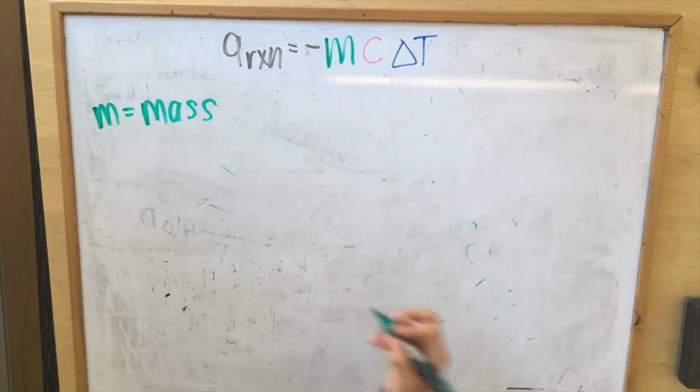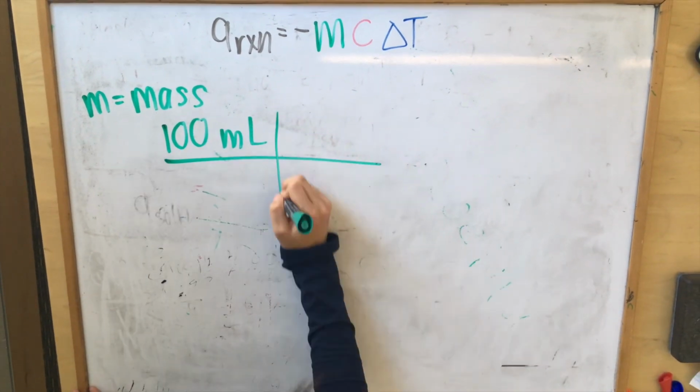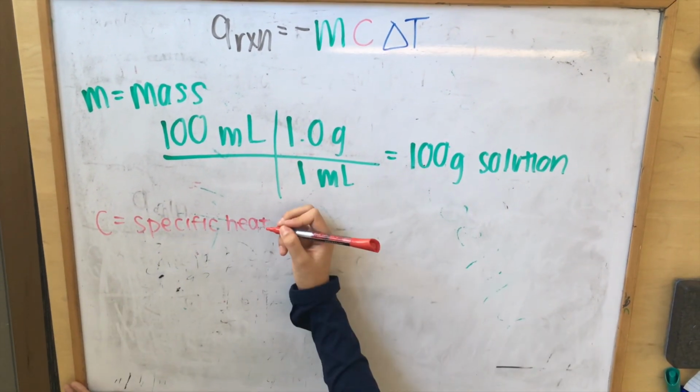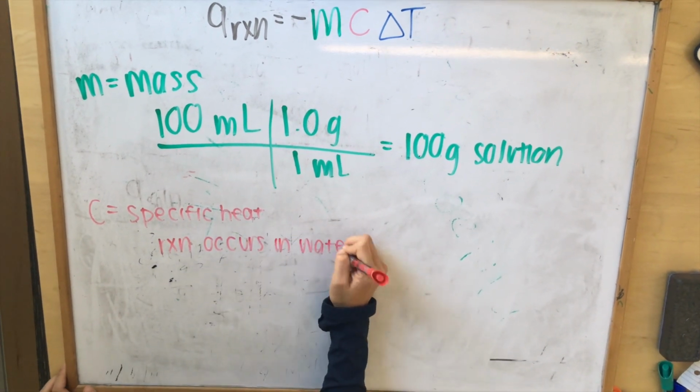Next step is to find the values for each of the variables. m represents mass, which we find by using the givens of 100 milliliters total solution and a density of 1 gram per milliliter in a stoichiometric table to get 100 grams of solution. C represents specific heat, which is 4.184 joules per gram Kelvin, or the specific heat of water because this reaction occurs in an aqueous solution.